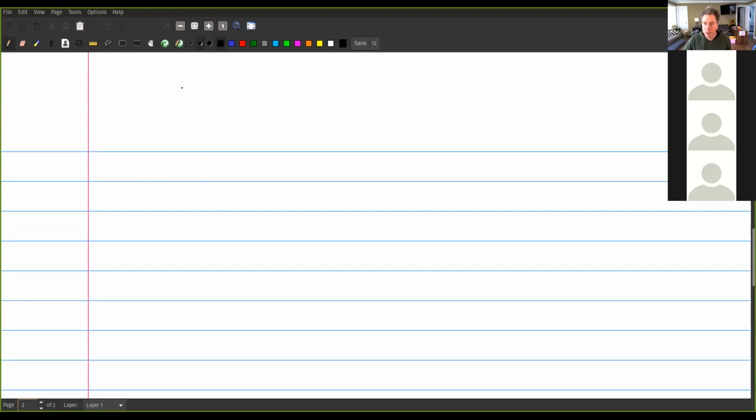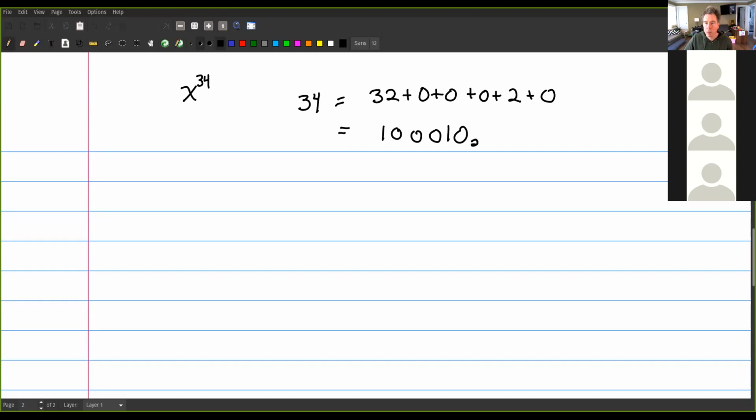So now let's do x to the 34th power. The first thing you do here is you express 34 in binary. So 34 is equal to 32, and no 16s and no 8s and no 4s, but there is a 2 there, and then no 1s. So in binary, this is the number 1, 0, 0, 0, 1, 0. So in base 2.